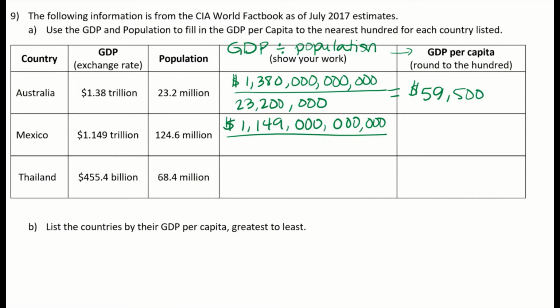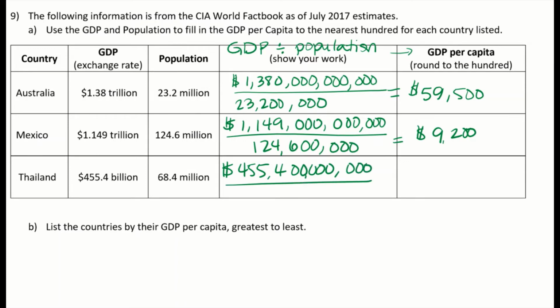So you're going to do that for all three countries. And then you're going to compare their GDP per capita by listing them from the greatest to least. So I can see that Australia was first, then Mexico, then Thailand.